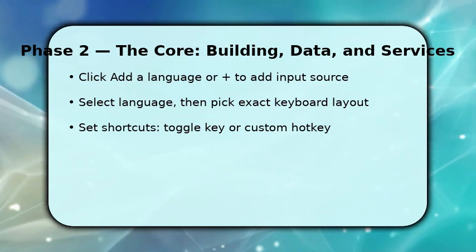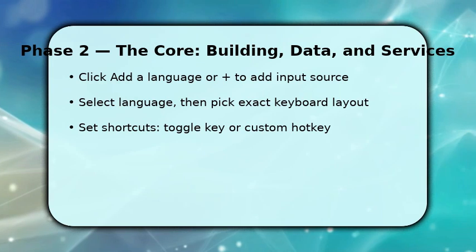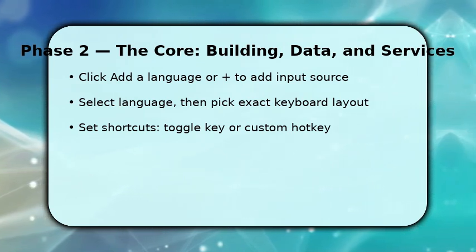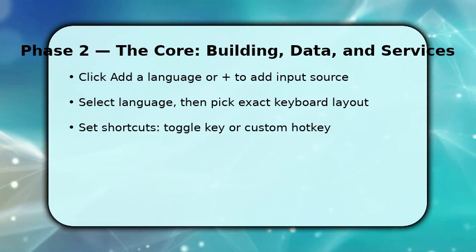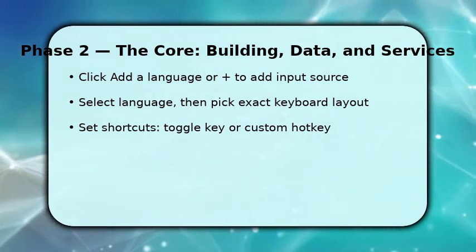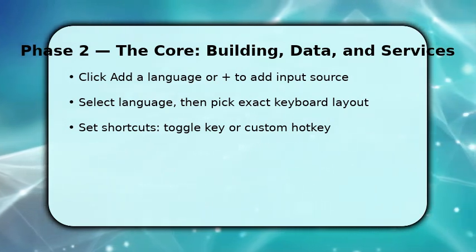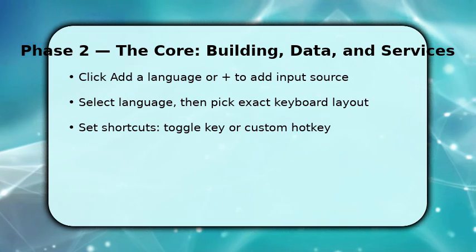Click Add a Language on Windows or the plus button under Input Sources on Mac OS, then search and select the language you want. Pick the precise keyboard layout variant that matches your needs. Once added, configure options. On Windows, choose Options to download language pack if needed. On Mac OS, reorder input sources to prioritize.